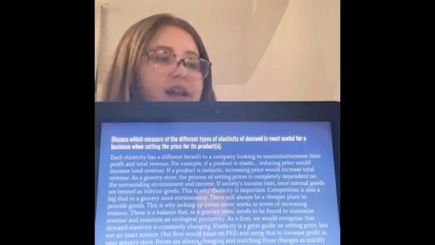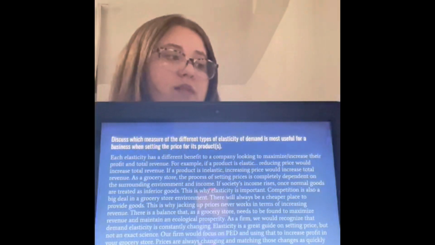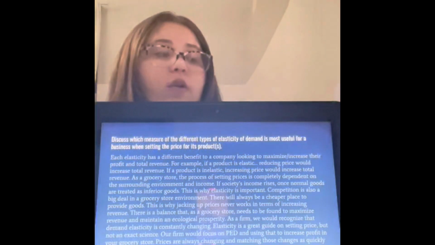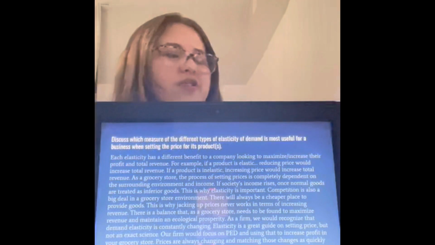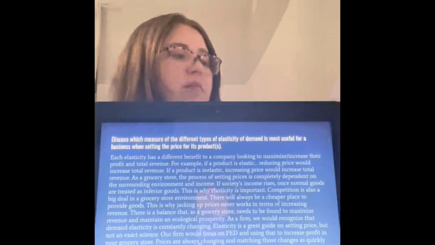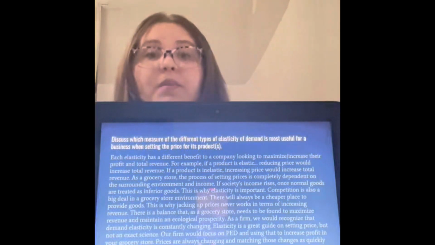As a firm, we would recognize the demand elasticity is constantly changing. Elasticity is a great guide to setting price, but not an exact science. Our firm will focus on price elasticity of demand and using that to increase the profit in your grocery store. Prices are always changing, and matching those changes as quickly as possible is important to maximizing both your and our success.